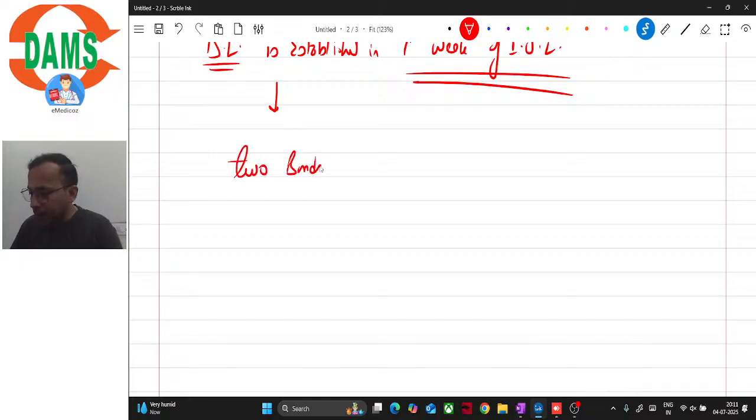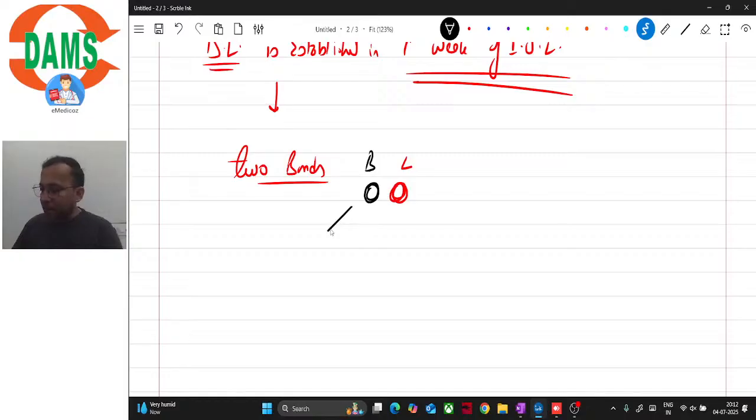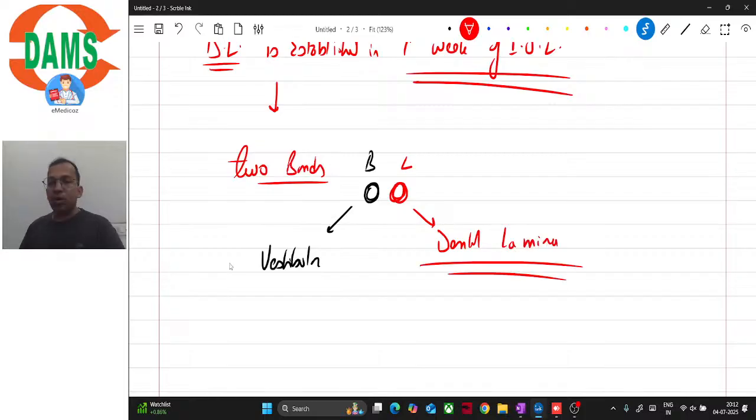Two bands. As I told you, one is buccal. Let's say this is the buccal and the other one is the lingual. So this is the lingual band and this is the buccal band. The buccal band is called the vestibular band and the lingual band is called the dental lamina, right? So this is called the dental lamina.